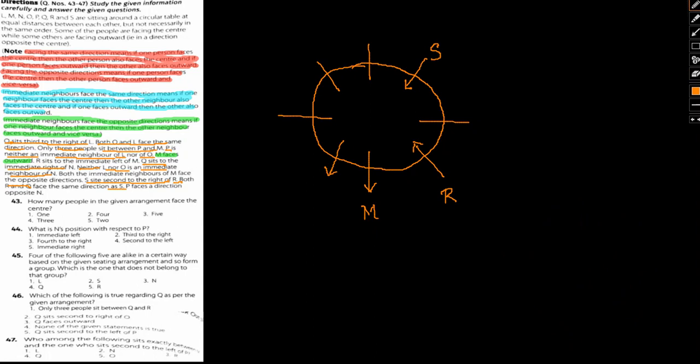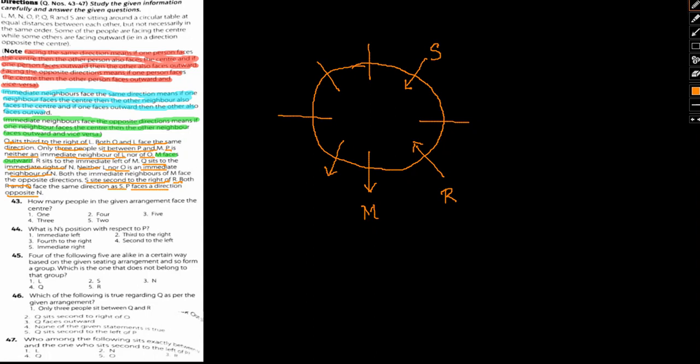P faces the direction opposite to N. Okay, now what else is given that we can actually use? O sits third to the right of L. P is neither immediate neighbor of L nor M. Okay, P will not be there. Neither L nor immediate neighbor of N. So P faces the direction opposite to N. O sits third to the right of L.